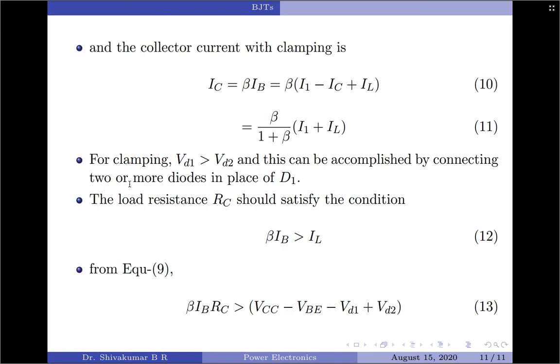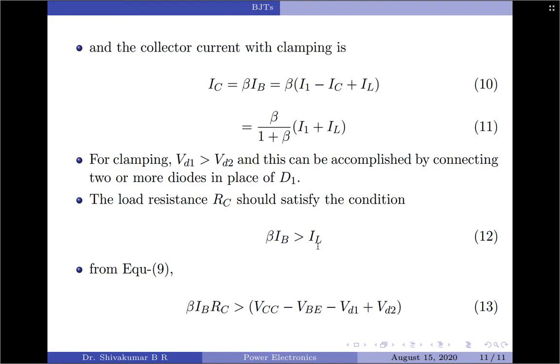Right. Now for the clamping operation to be successful, the voltage across the diode D1 must be greater than the voltage across diode D2. And this can be accomplished by connecting two or more diodes in place of one single diode. Also, the resistance RC should satisfy the condition given by beta IB must be greater than IL. What is beta IB? Nothing but IC. So, IC should be greater than IL for the clamping operation to be successful.